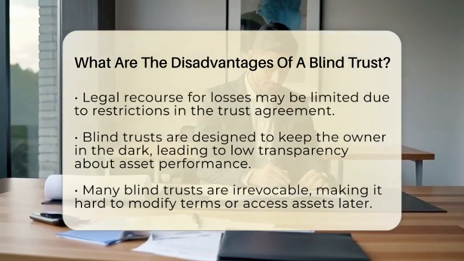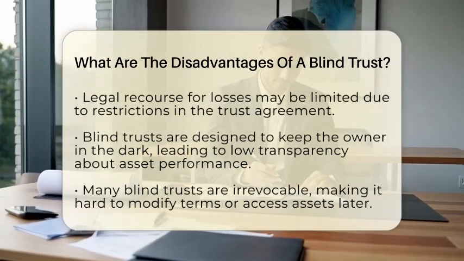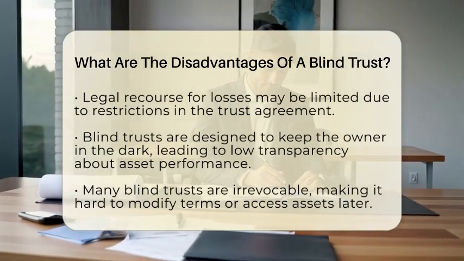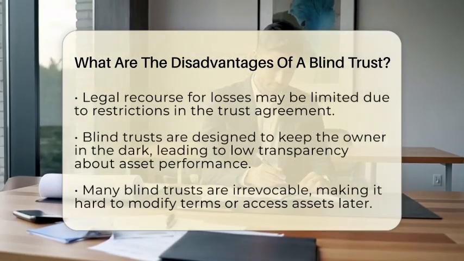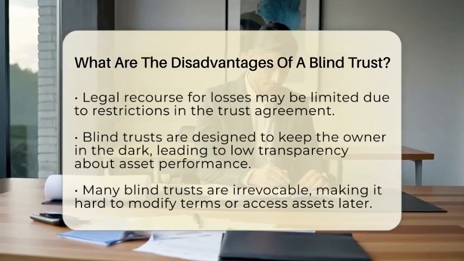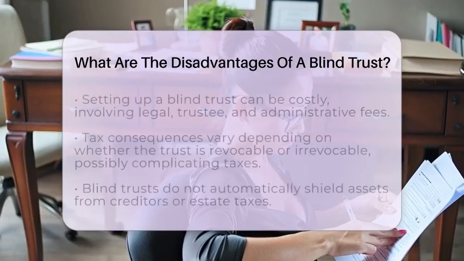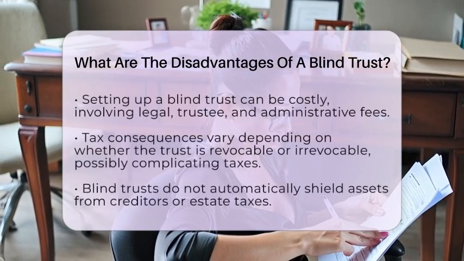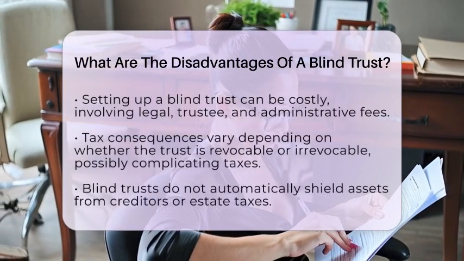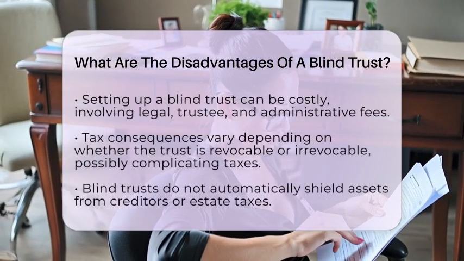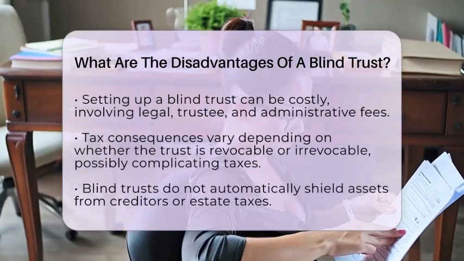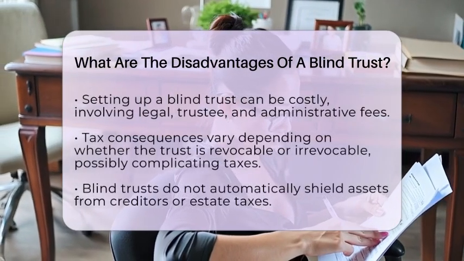Flexibility is also limited. Many blind trusts are irrevocable, meaning you can't change the terms or access the assets easily once they're set up. If your circumstances change, this rigidity can be a real problem. Setting up a blind trust can also be costly. You'll need to pay legal fees, trustee fees, and ongoing administrative expenses, which can add up quickly. For some, these costs outweigh the benefits.